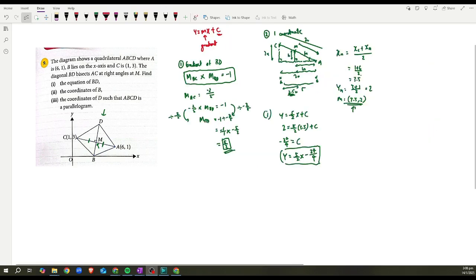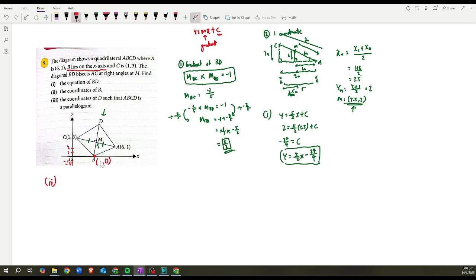Okay, so now that we have the equation of line BD, part 2 will be pretty easy, because in part 2 you're supposed to find the coordinates of B. Based on the diagram and the information given in the question, B lies on the x-axis. So if it lies on the x-axis, the y coordinate is 0. Below the x-axis, y gets negative. Above the x-axis, y gets positive. So on the x-axis itself, the coordinate of y is 0.